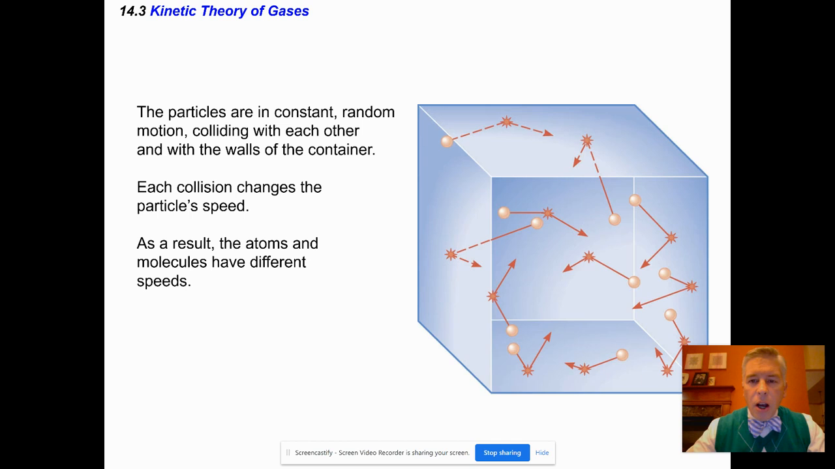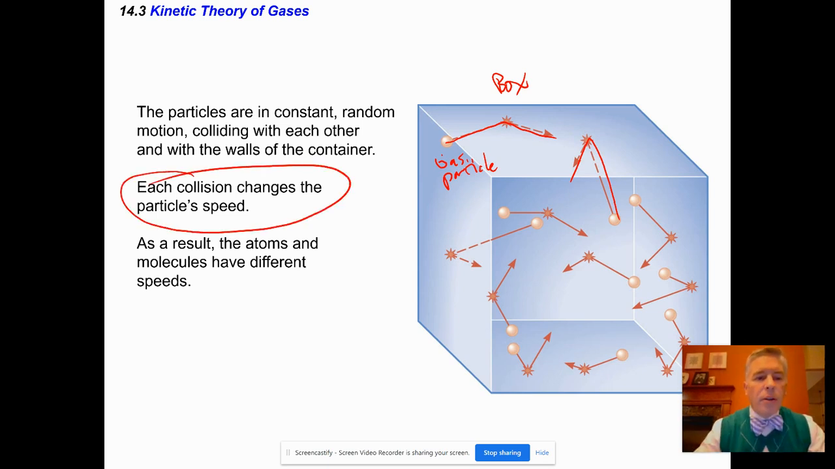So this is our idea. Let's imagine we have this box over here. This is our box, and it's full of some kind of gas. So these are gas particles. And the idea is they are moving around, so they're going to come along and collide with the sides, but they're moving with different speeds. Each collision is going to change that particle's speed.